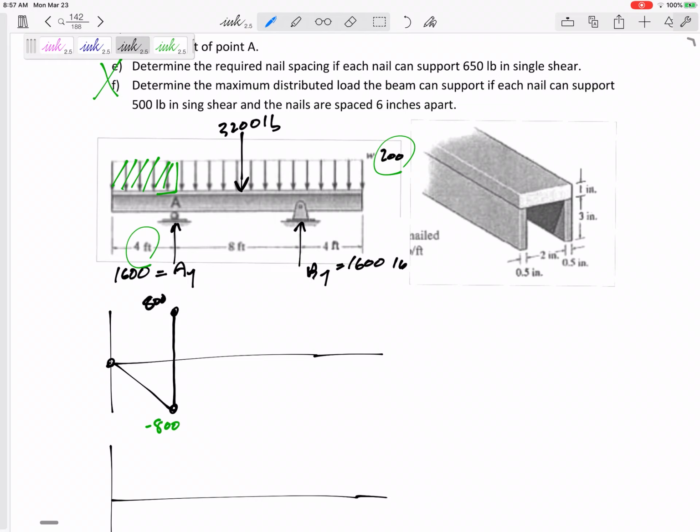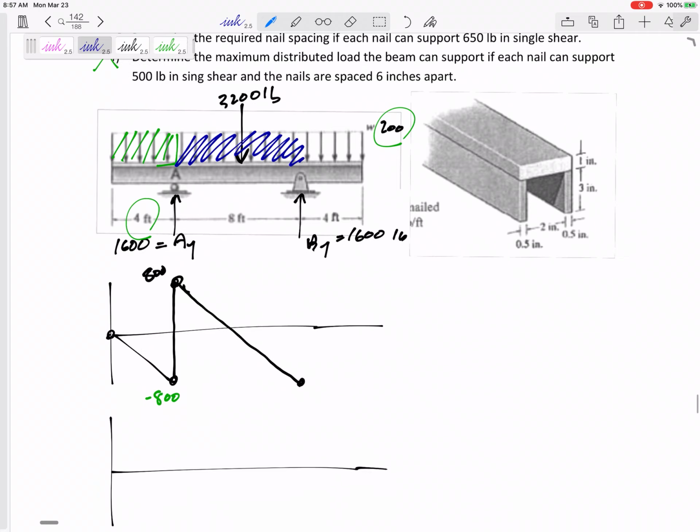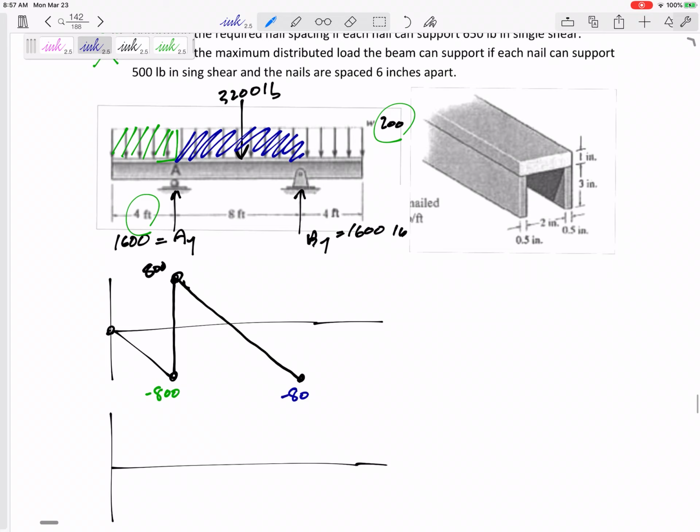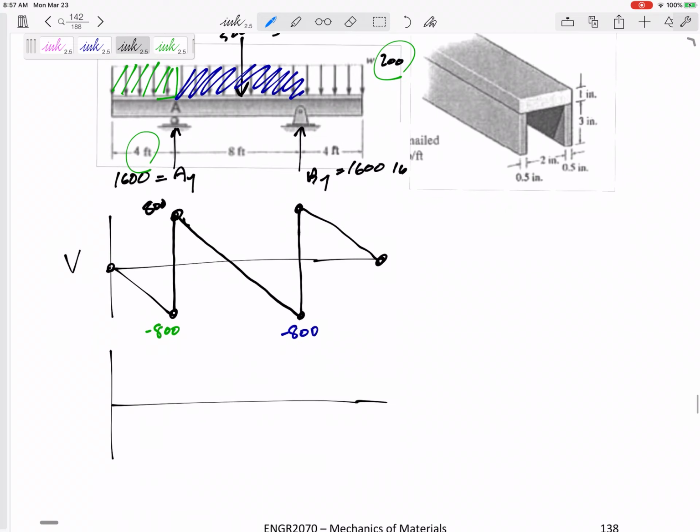Then it goes down right here. How much does it go down? By this area right here, which is 200 by 8, so it goes down by 1,600, so we're back here at negative 800. It goes up 1,600, back down there. So that is the shear and moment. That's the shear diagram, V.